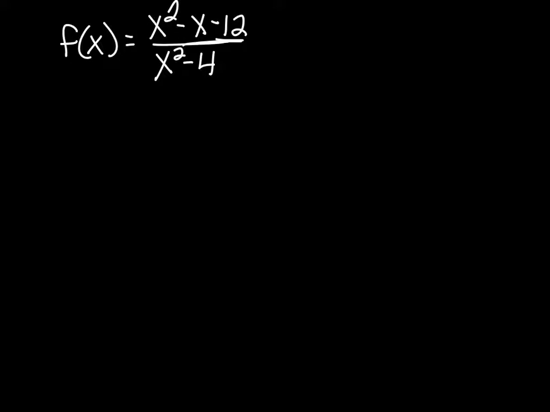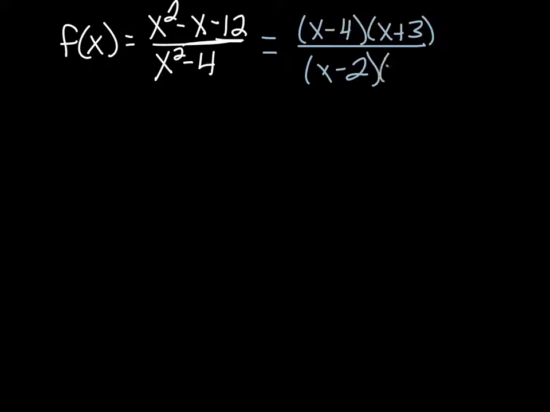We're going to find all the different parts of the polynomial. So the first thing I like to do is factor both pieces. So this could also be x minus 4 and x plus 3 on the numerator and x minus 2, x plus 2 on the denominator. So now we can start answering questions.